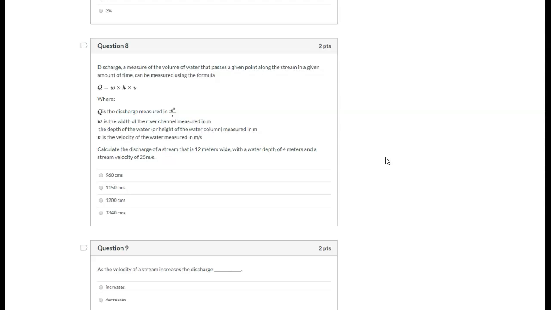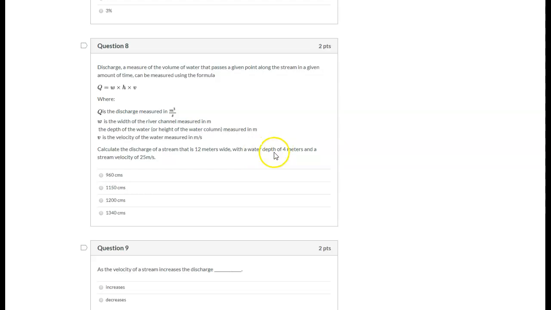So what we're asking you to do here is to calculate the amount of water that a stream might produce given some parameters. And so some of those parameters would be the velocity, okay, how fast the water is moving, and the width and the height of the stream channel itself. So you're just doing a simple calculation to figure out what that might be.